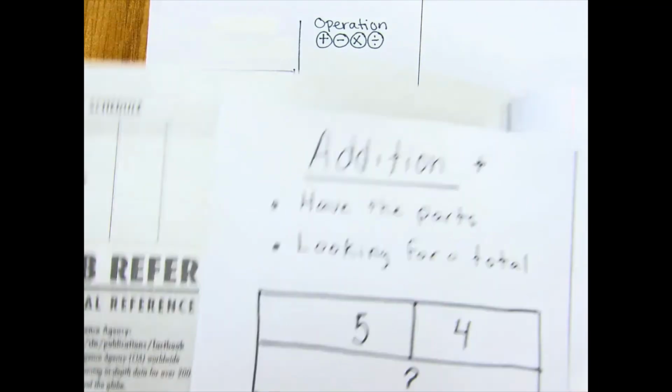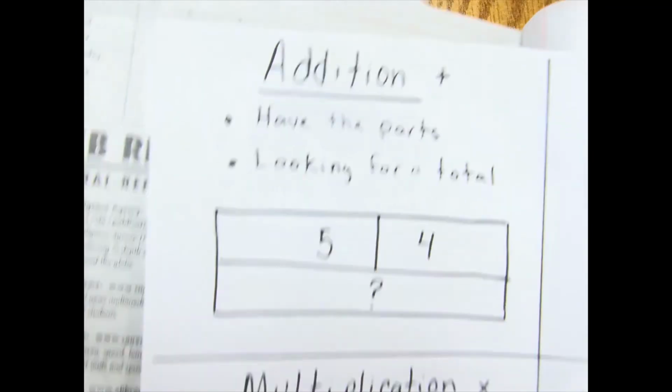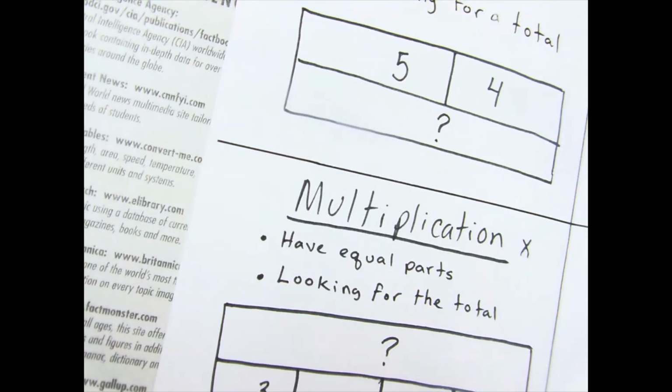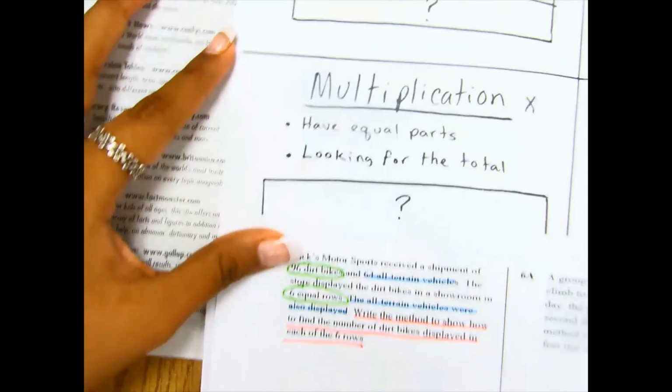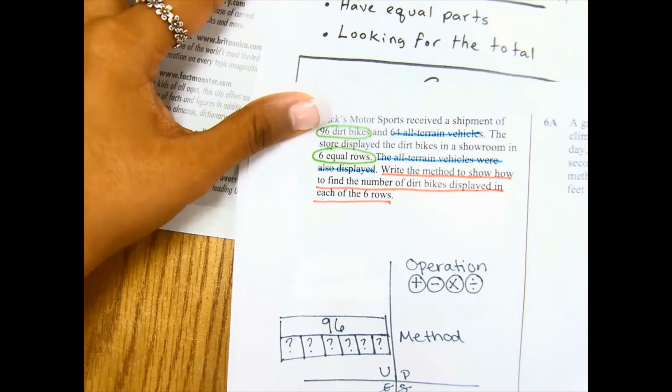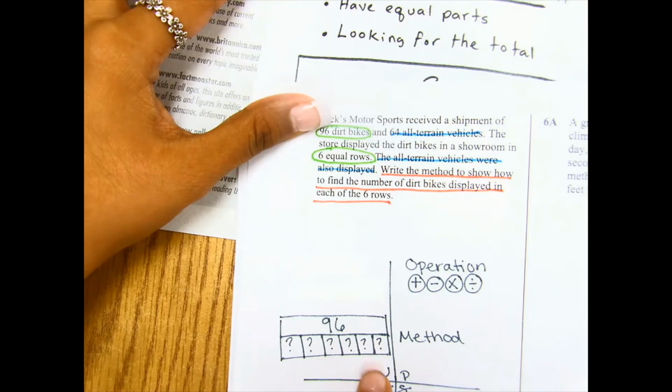Now I'm going to look at multiplication. Multiplication says I have equal parts looking for the total. Let me see here. I do have equal parts, but I already have my total. I'm looking for my equal parts. So no, it's not multiplication.